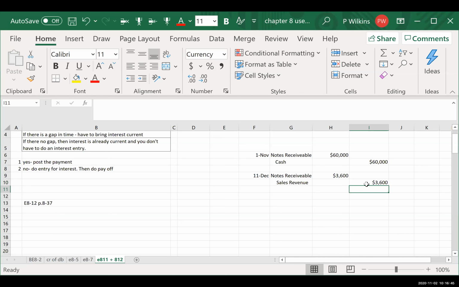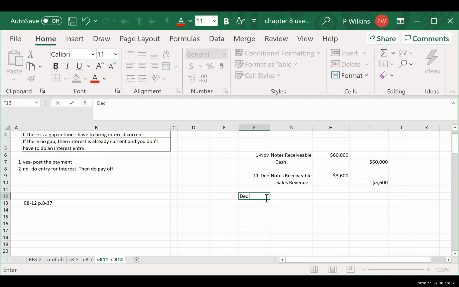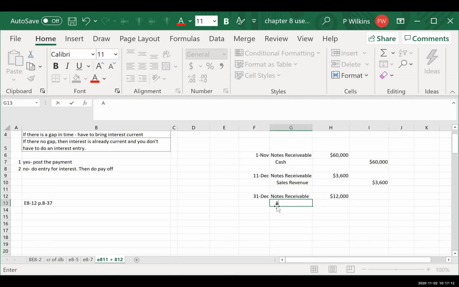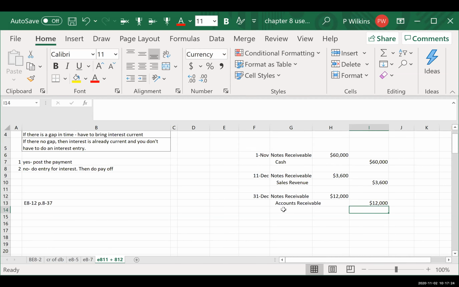All right, December 16th, received a $12,000 180-day 9% note to settle an open account from A. Murdoch. We're going to debit notes receivable for $12,000. And we're going to credit accounts receivable because this is to settle an account. Accounts receivable. Okay. So those are the three entries to recognize the notes.